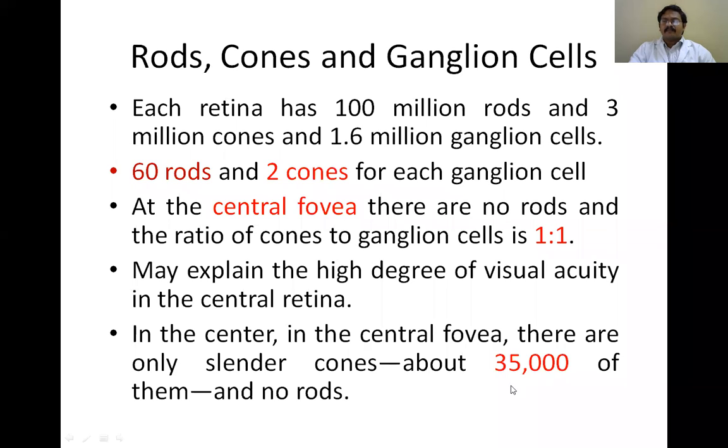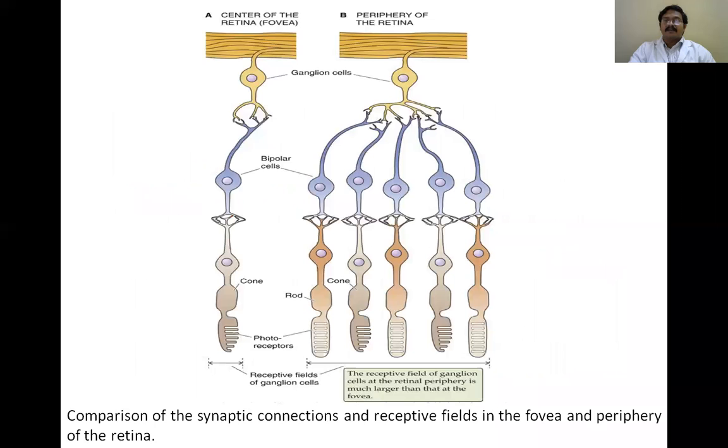In the central fovea, there are about 35,000 slender cones. The cones of the peripheral retina are larger compared to the cones of the central retina. There are no rods present in the fovea. We have already seen this when we discussed the structure.